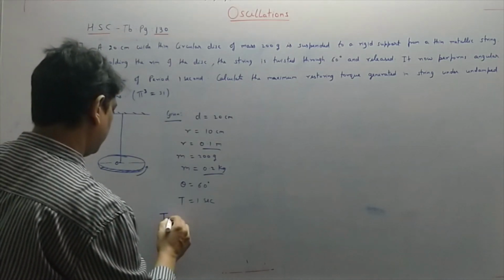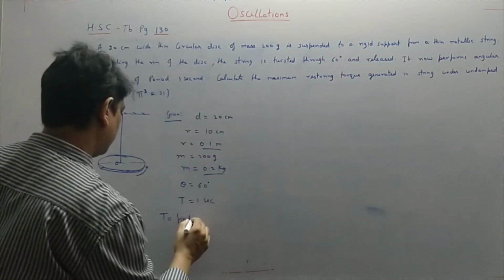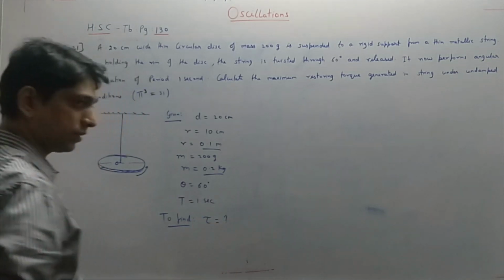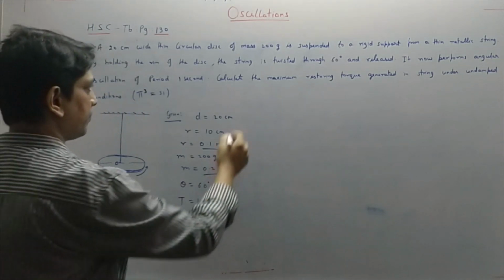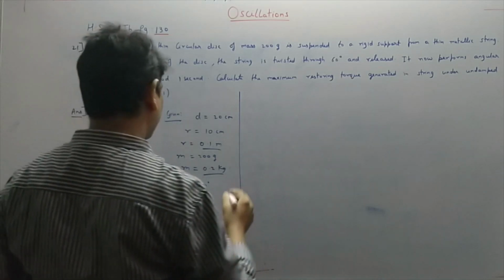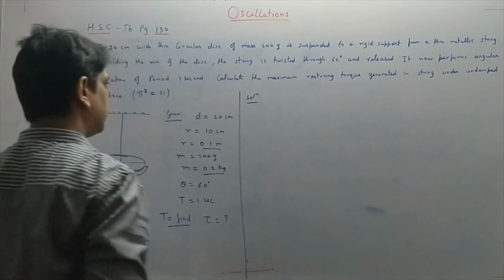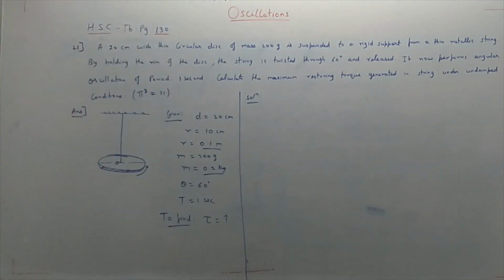So we are going to find the restoring torque. The formula for torque is C theta. Let us go one by one. The solution part. Torque is C theta. Theta is given, then we are going to find C, because C in terms of omega we are going to find. So first let us find omega.